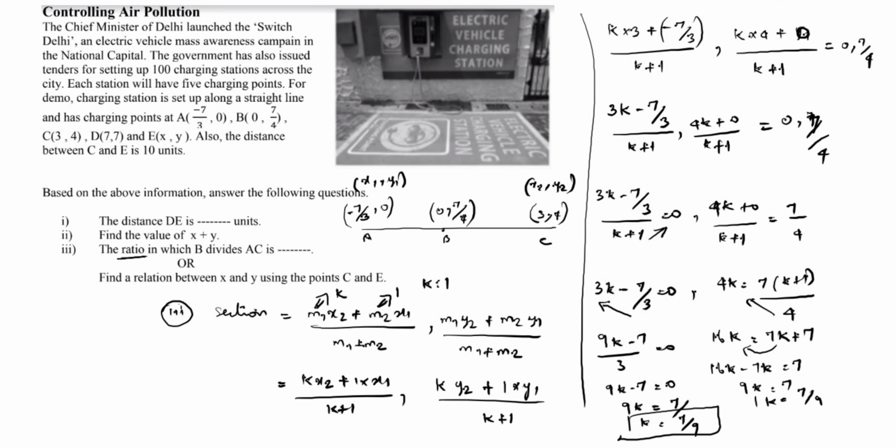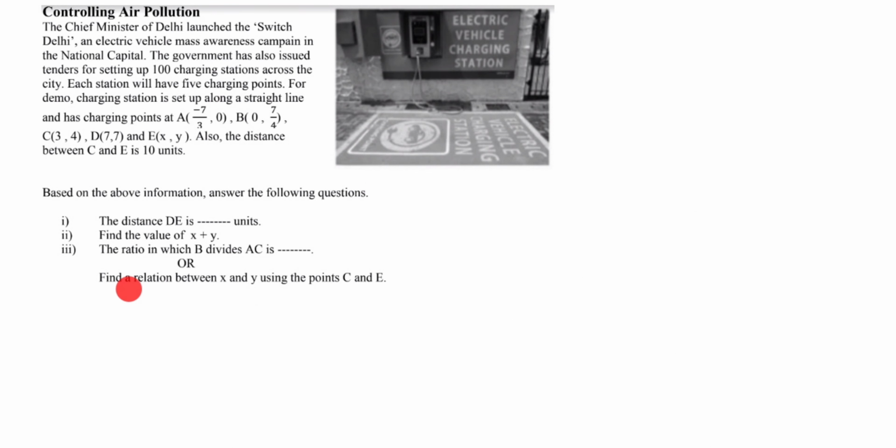You see here, these two values come the same. So we will do only one. This is enough. Otherwise, we do this one, which is the easiest method. You can take any one. This is x1, this is y1. So the ratio is 7:9.